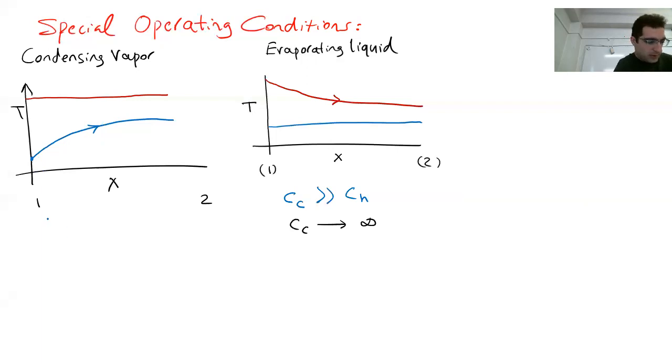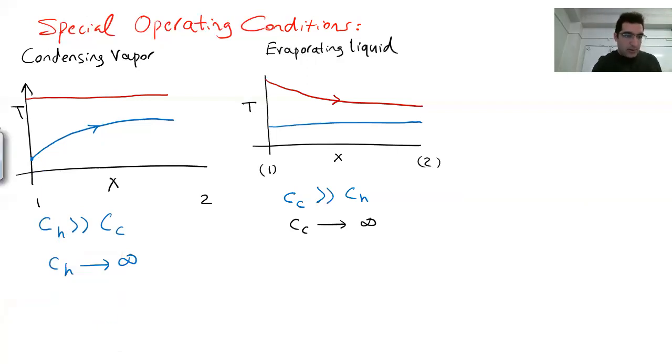So for this case, we can say the heat capacity rate of the hot fluid is much larger than the cold fluid, or you can assume CH is going to infinity, a very large case. One last case: these two cases are related to phase change, which occurs at a constant temperature. So depending on the cooling or heating effect on the other fluid, the temperature of the other fluid changes.